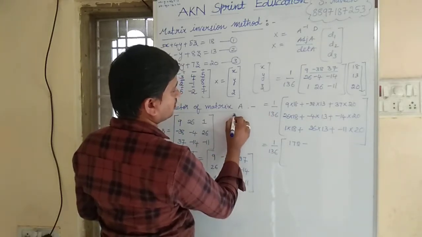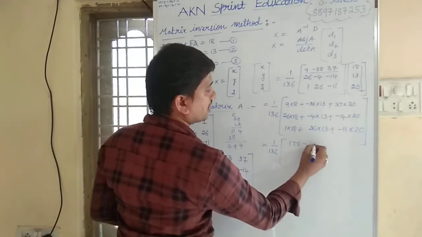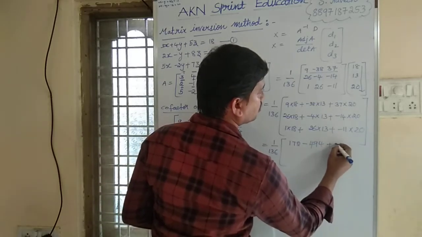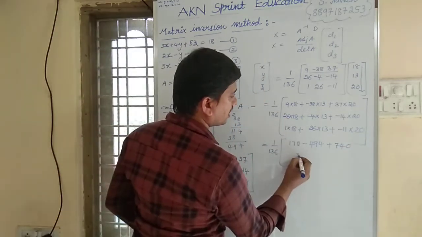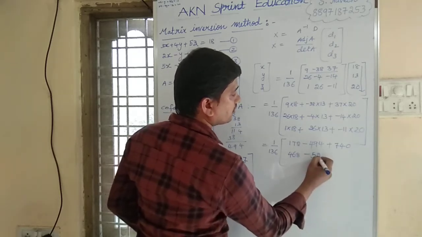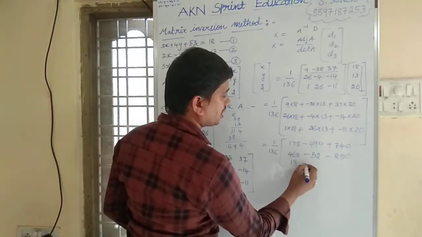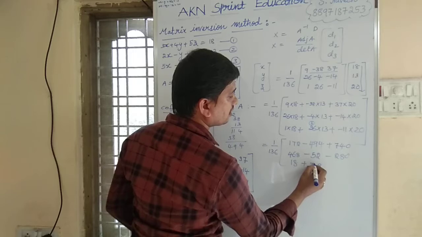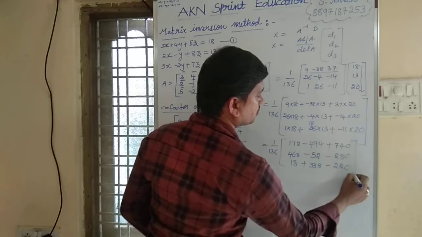3 8 is 24, 3 3 is 9 plus 2 11, 1 8 is 8, 1 3 is 3, that is 494, minus 494 plus 37 into 20 is 740. So 18 into 26 is 468, 4 into 13 is 52, 14 into 20 is 280, 1 into 18 is 18 plus 13 into 26 is 338, minus 11 into 20 is 220.